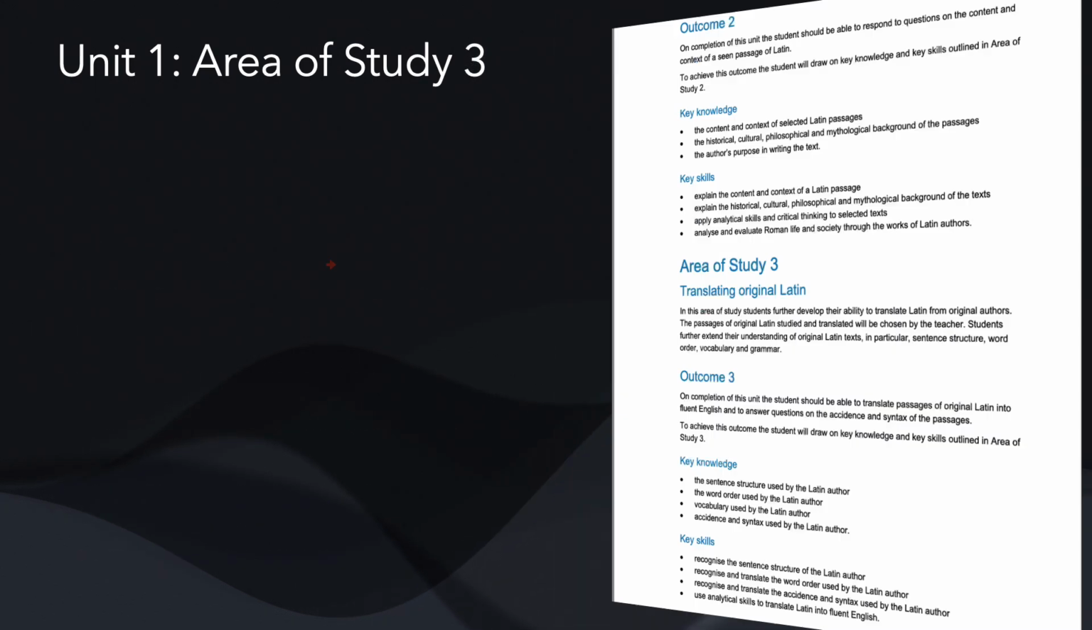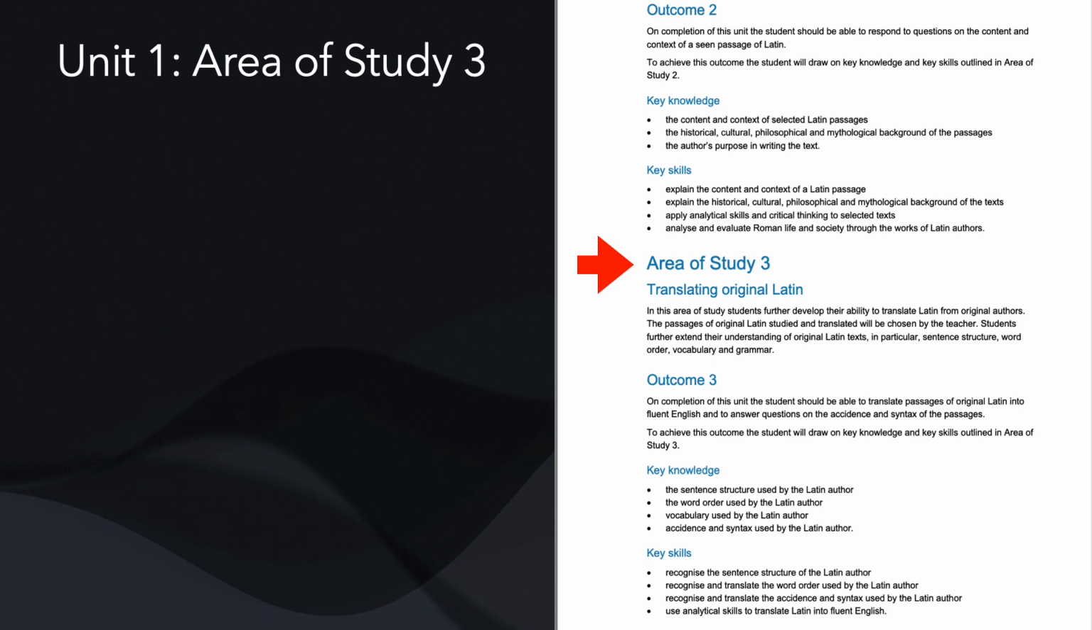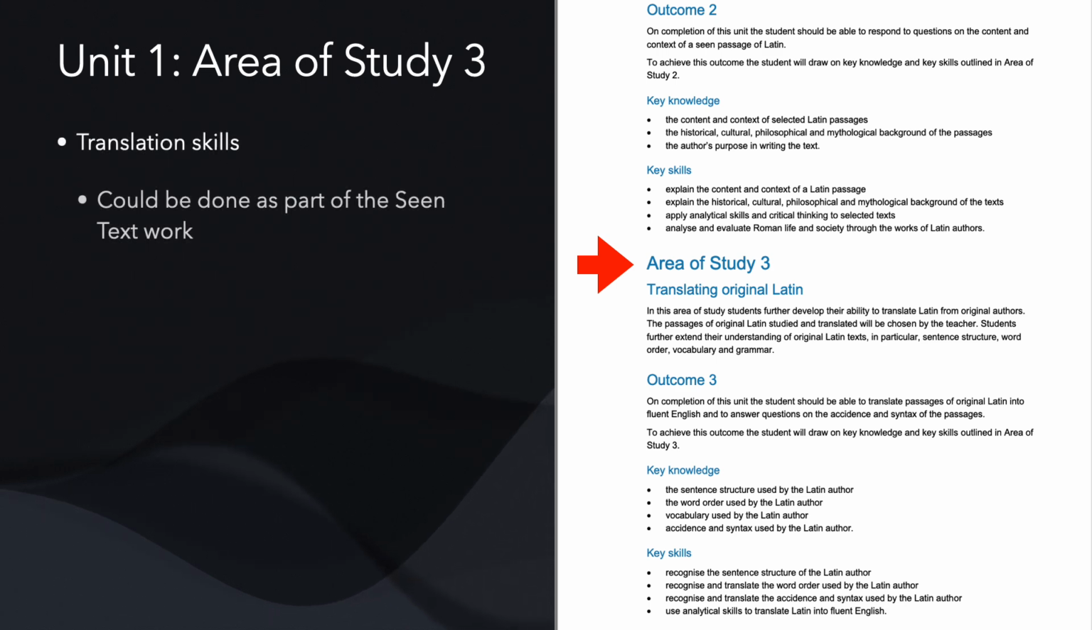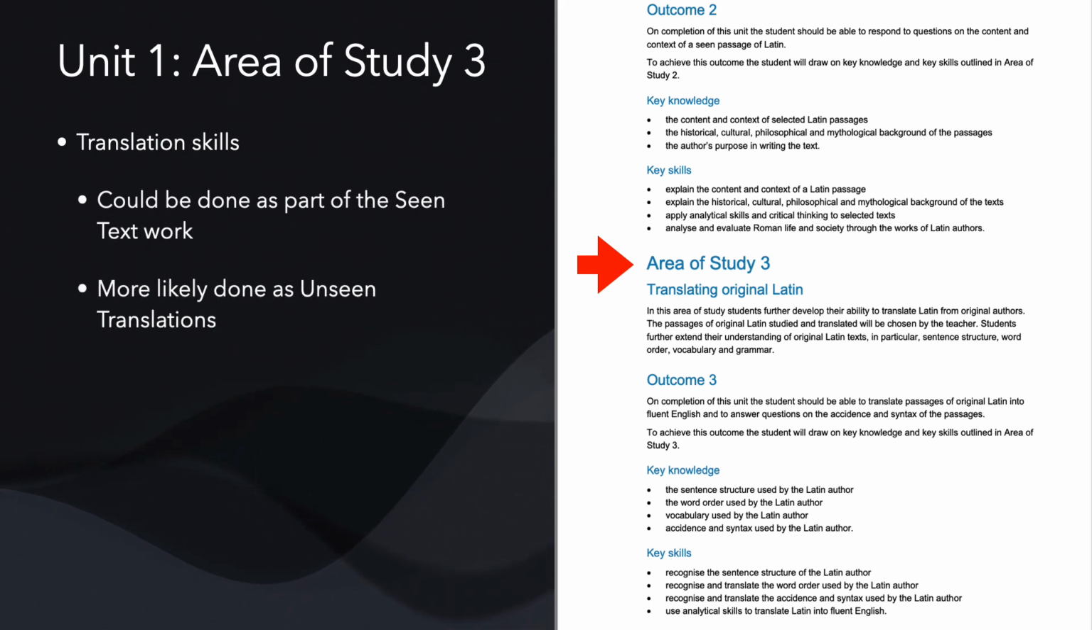Area of Study 3 is a little bit different. Translating original Latin, so the focus here is on your translation skills. It could be done as part of the scene text work, but much more likely it'll be done as unseen translations. So scene, remember, is when we study the text together in class and then you test it on it. Unseen is when a bit of Latin you've never seen before is just put in front of you and, bang, you've got to translate it on the spot. So it's a real test of your grammar, your dictionary skills, your vocab to some extent.